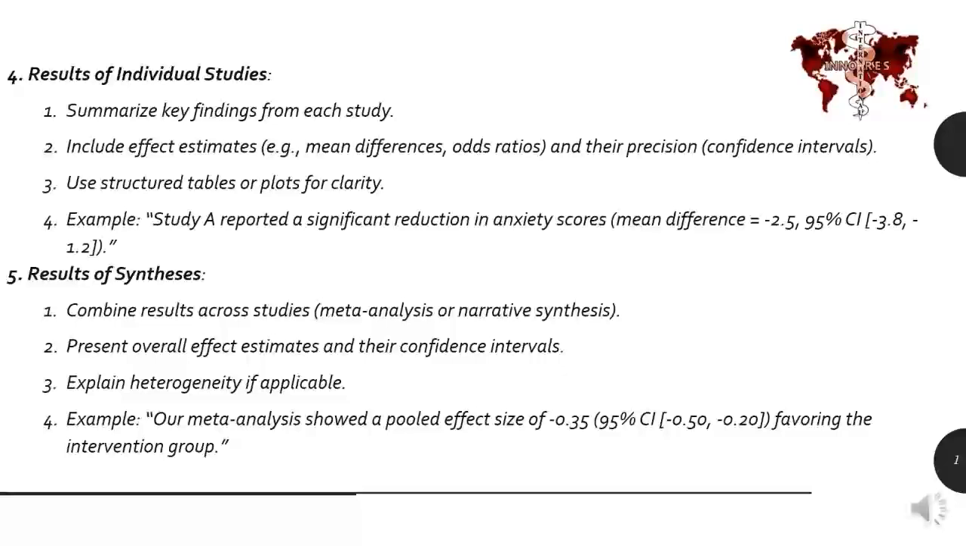So for item 20, you'll be talking about the results of the synthesis, that is the result of the systematic review itself. So here you want to combine results across the studies that you're considering, possibly through doing a narrative synthesis or through doing a meta-analysis. Whichever one you're using, you want to talk about it in detail. Then you want to present the overall effect estimates for each of the outcomes and their confidence intervals. Then you also want to explain any heterogeneity if applicable.